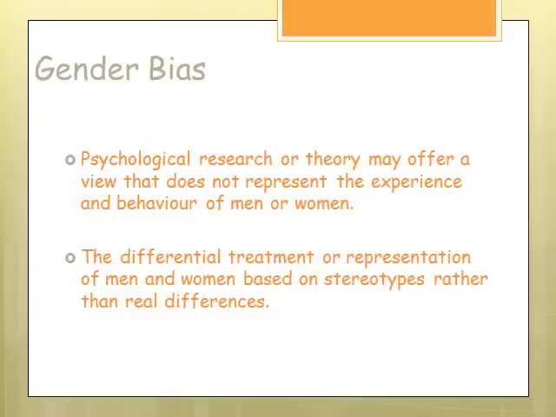So gender bias is when psychological research or theory may offer a view that is not representative of the experiences of both men and women. This differential treatment or representation of men and women is usually based on stereotypes rather than any real differences. So the idea that men are better at spatial awareness and map reading and women are better at reading emotions or multitasking.